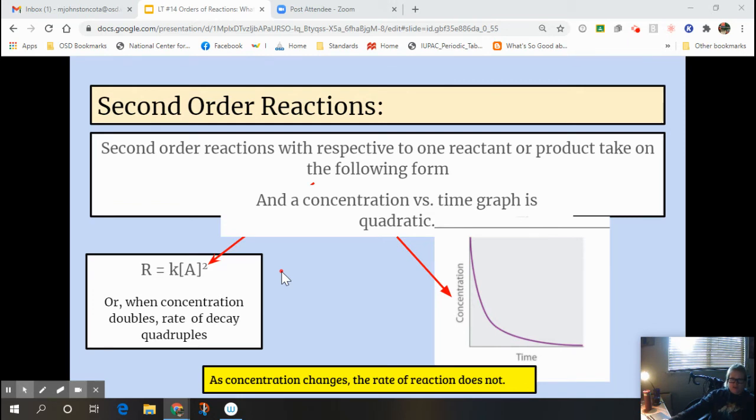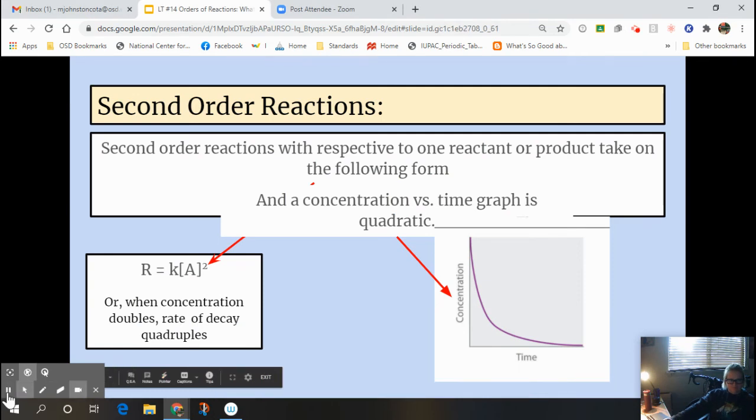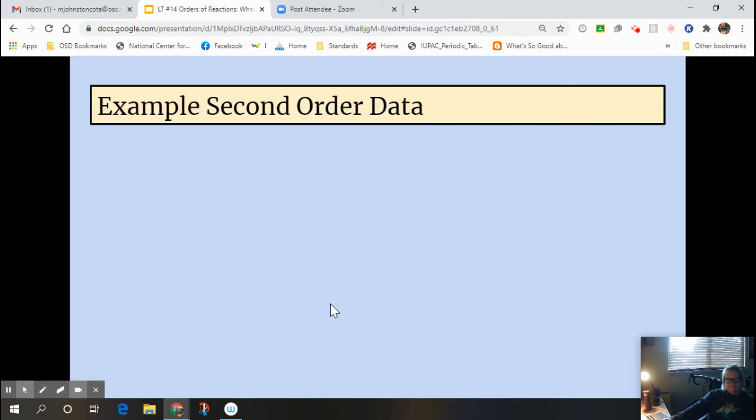As concentration changes, ignore that little blip in the previous. We left off with figuring out concentration versus time is going to take on a quadratic form in the rate law. Here's some example second order data.